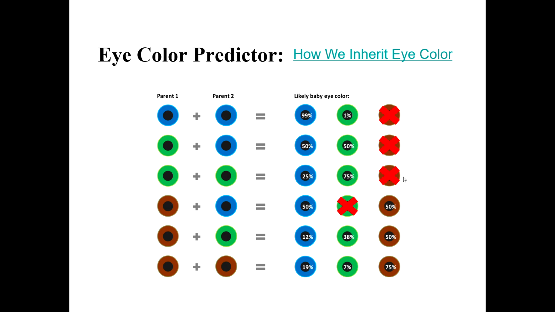So if somebody wants to know, well, both parents have blue eyes, am I going to have a blue-eyed baby? Not necessarily. It just really depends. So eye color is even more complicated. Here's a clip on that one.